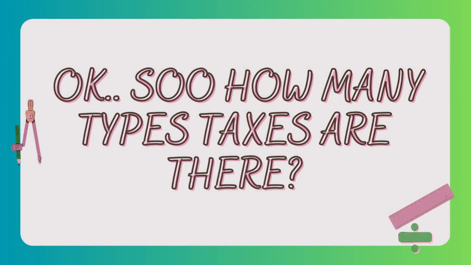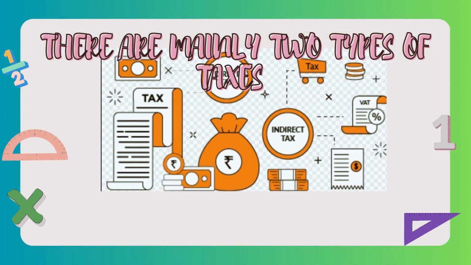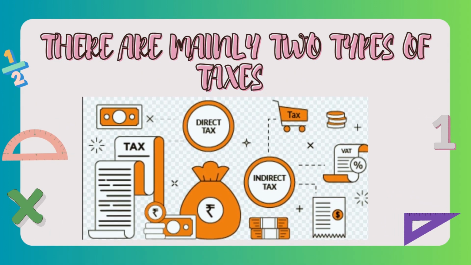Okay, so how many types of taxes are there? So, there are mainly two types of taxes: direct tax and indirect tax. Direct tax is a tax that a person or an organization has to pay directly to the government account. Let me tell you an example so that you can understand this better. Imagine you own a company or any type of corporation. Direct tax is imposed on your net income or profit, which means you should give a certain amount of money of your earning directly to the government.